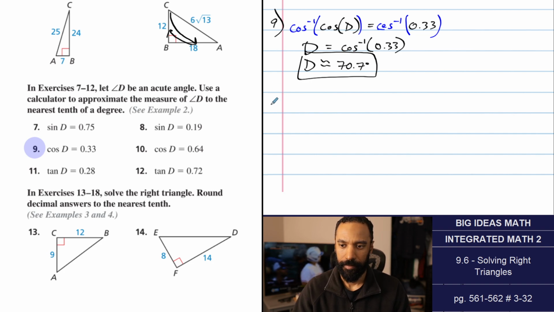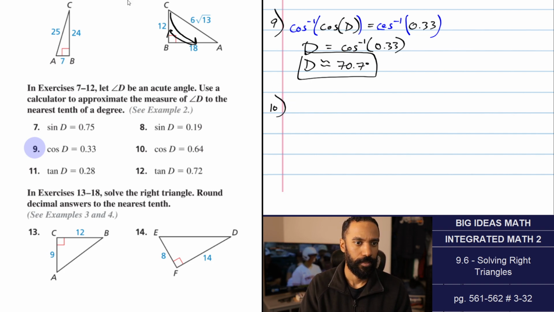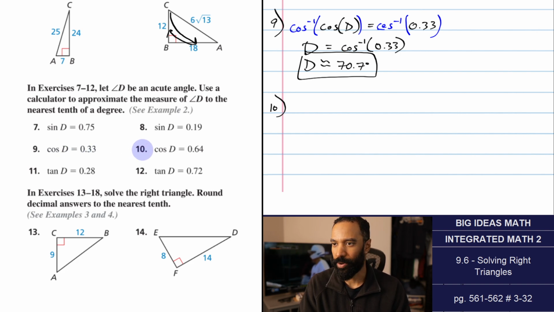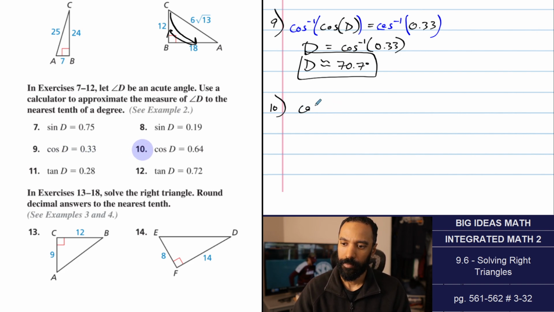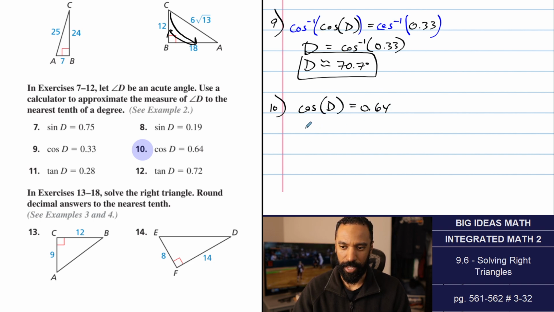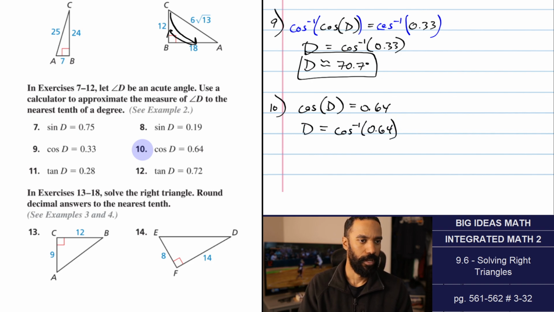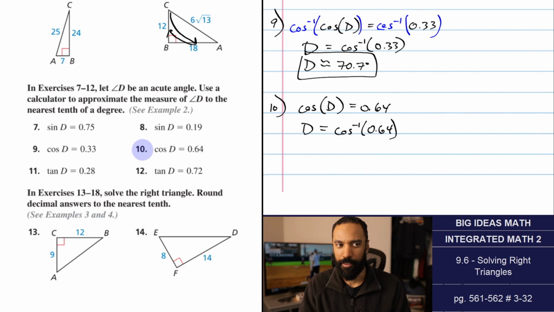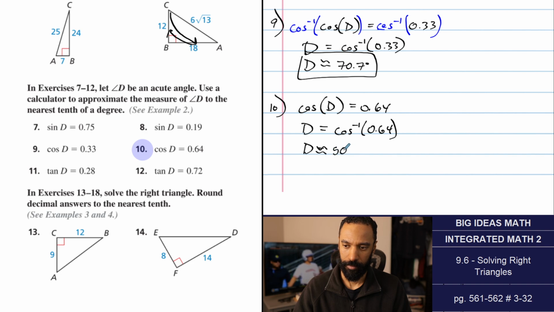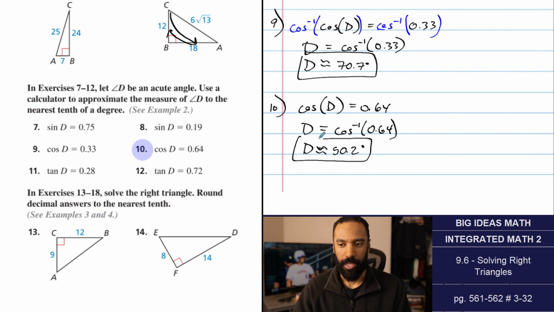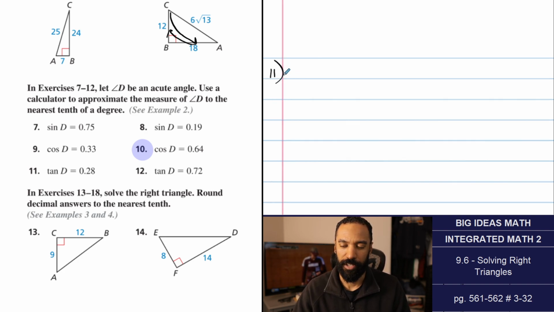Number 10. The cosine of D equals 0.64. Let's take the inverse cosine of both sides without actually showing it. So D is the inverse cosine of 0.64. Let me go to my calculator. And I'm getting around 50.2 degrees. Really important that you leave that degree symbol for angle measures, right? These are not radians, so you have to really make sure that you're differentiating between the two.